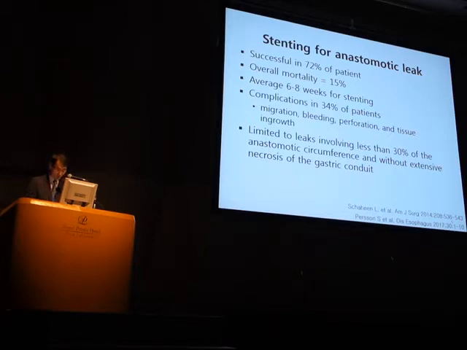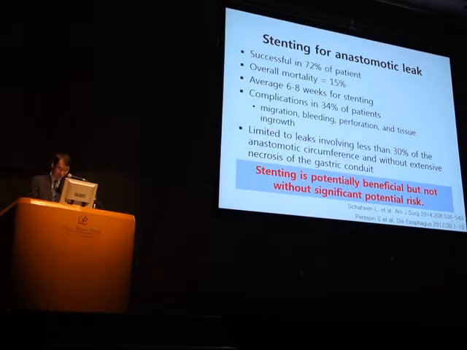In general, endoscopic stenting is limited to the leaks involving less than 30% of the anastomotic circumference and without extensive necrosis of gastric conduit. Taken together, stenting for the esophageal anastomotic leak is potentially beneficial but not without potential risk.